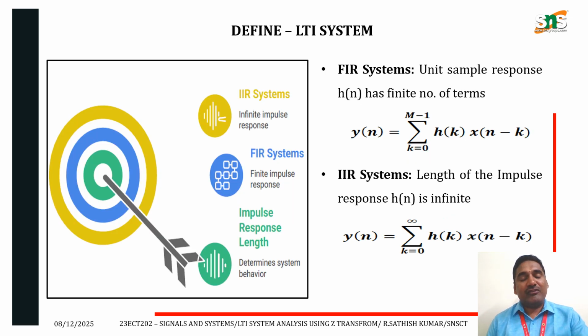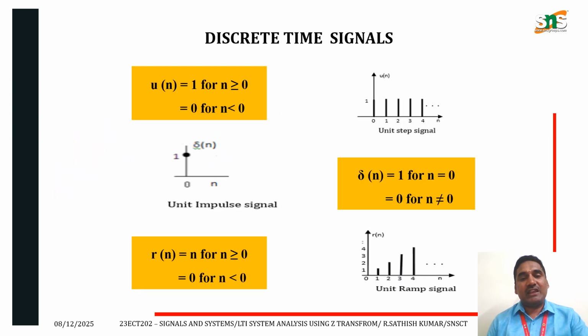Next one, define LTI system types. In FIR systems, the unit sample response h of n has a finite number of terms. y of n is equal to summation k is equal to 0 to M minus 1 h of k into x of n minus k. In IIR systems, the length of the impulse response h of n is infinite. y of n is equal to summation k is equal to 0 to infinity h of k into x of n minus k.